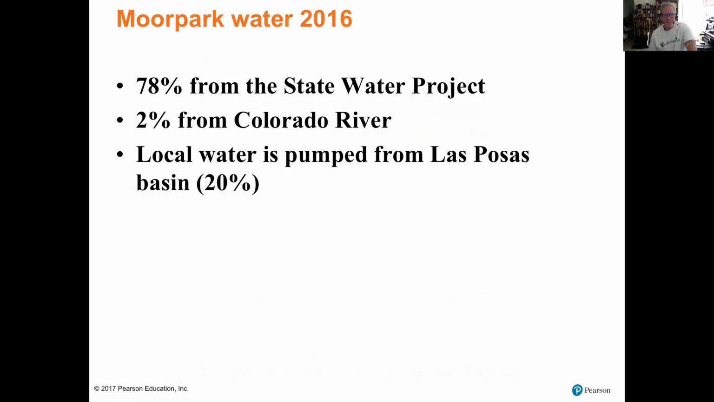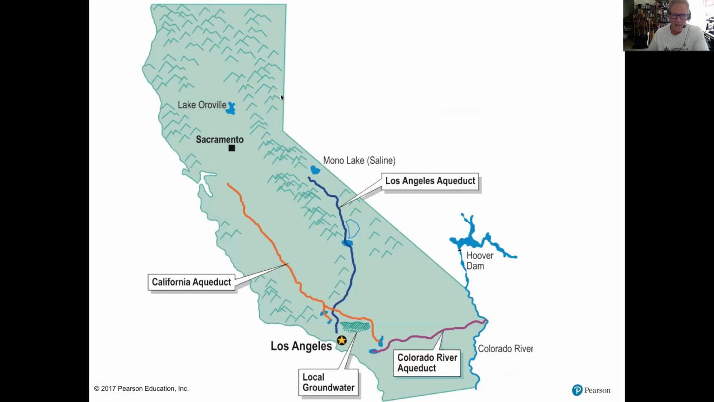Now, for Moorpark and that area, and the Oxnard area, about 78% of the water comes from the State Water Project, about 2% from the Colorado River, and then some is pumped up from the Las Posas Basin. And this is the State Water Project, the Los Angeles Aqueduct and the California Aqueduct. And then our local groundwater, and then some from the Colorado River Aqueduct. And remember the first slides, that was Hoover Dam and Lake Mead.